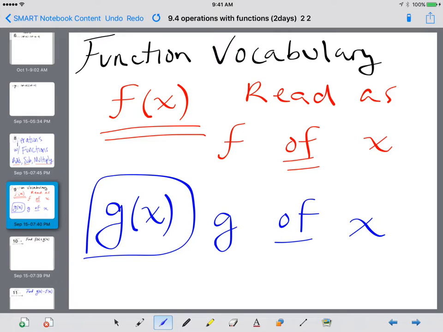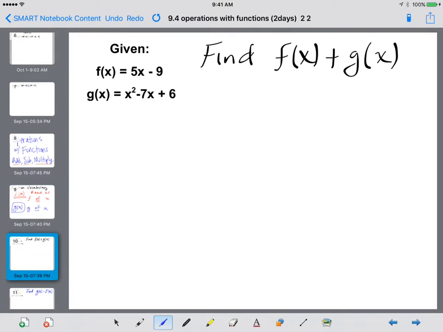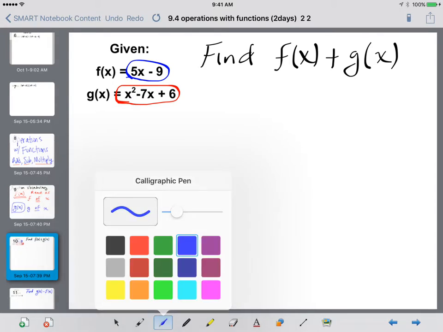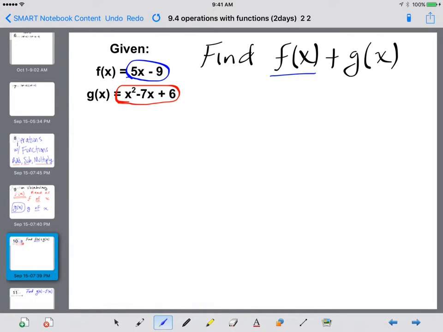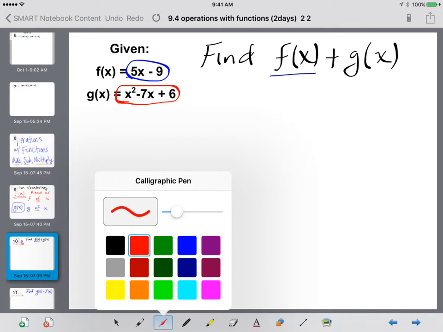Let's dive right into our first example on adding. We are given that f of x is 5x minus 9, and g of x is x squared minus 7x plus 6. And we are to find f of x plus g of x.